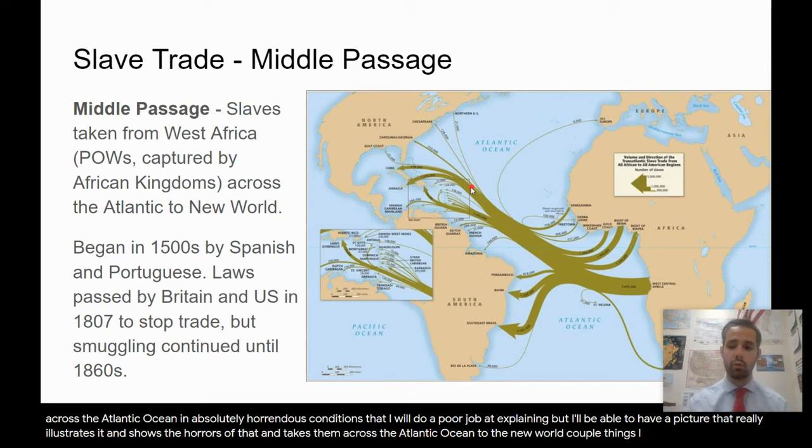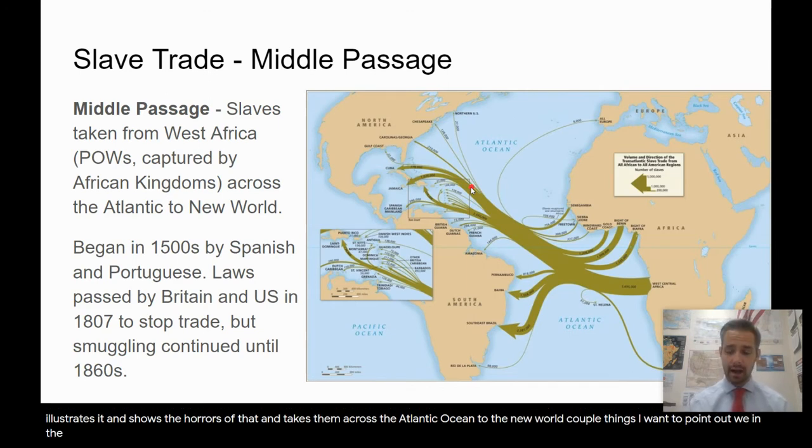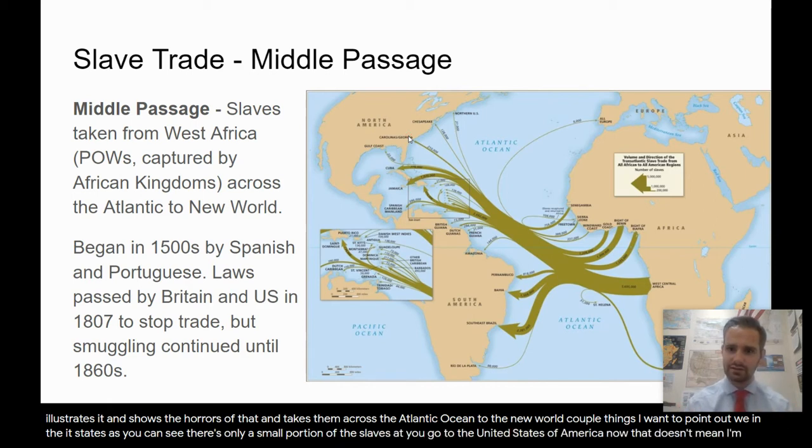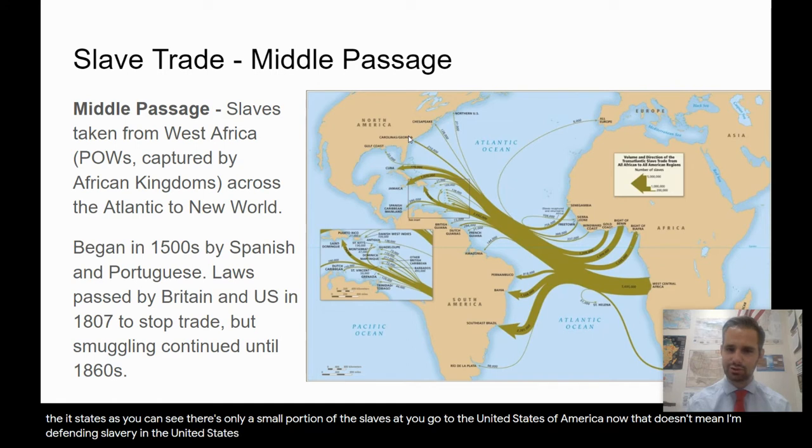Couple things I want to point out. We in the United States obviously focus on the United States. As you can see, only a small portion of these slaves actually go to the United States of America. Now, that doesn't mean I'm defending slavery in the United States. I'm certainly not doing that. In fact, I'm doing the opposite of that.